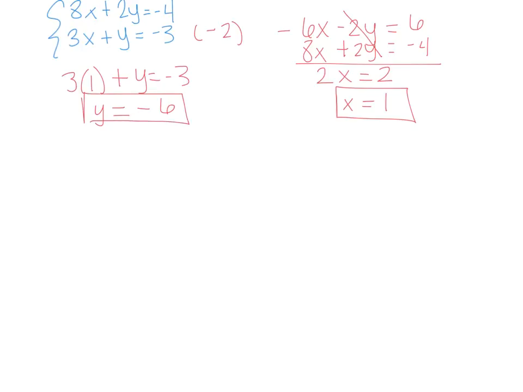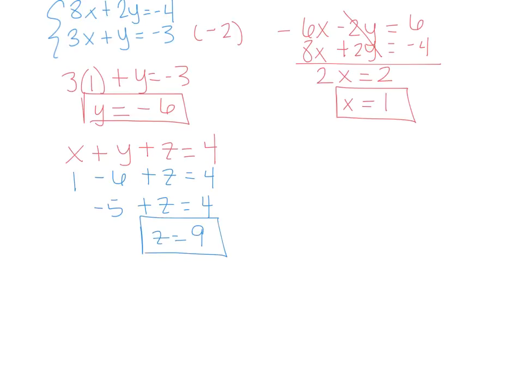Check my math. So now that I have x and y, I'm going to use one of the original equations. I'm going to use the top one, x plus y plus z equals 4, and I'm going to substitute 1 in for x, -6 in for y, and I'm going to solve for z. So that gives me -5 plus z equals 4, and z is equal to 9. So I found x, y, and z. So when I go to write my answer, I'm going to do x, y, and z, and then box it. And I'm done with number 1.